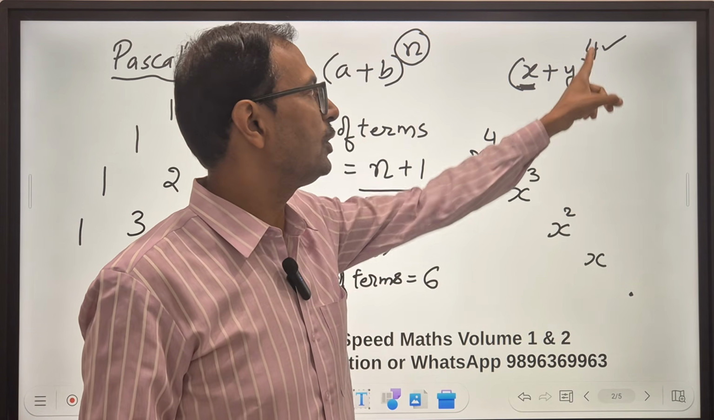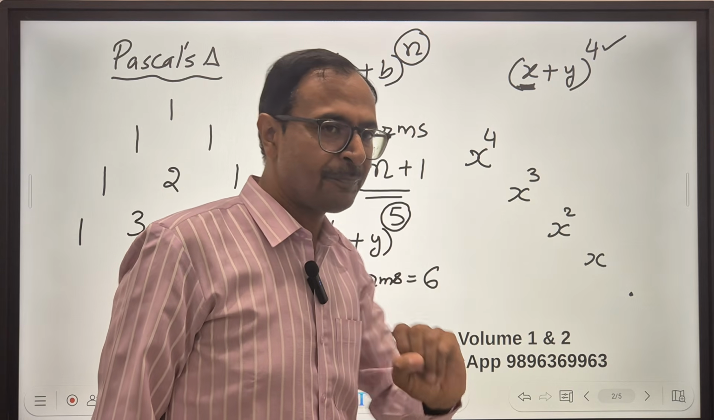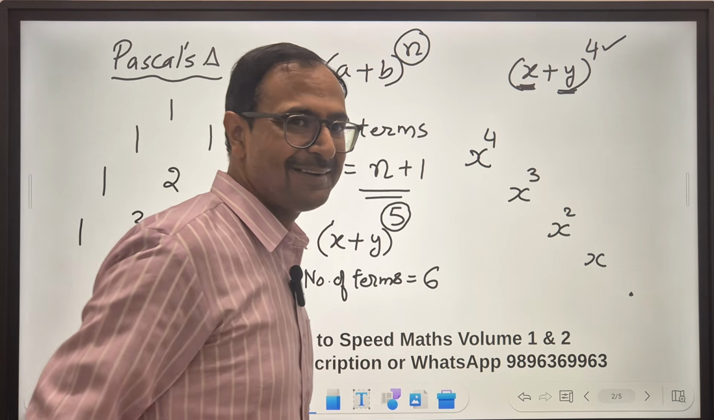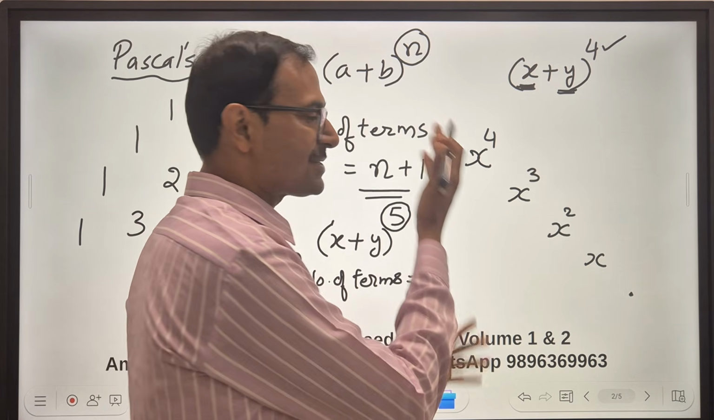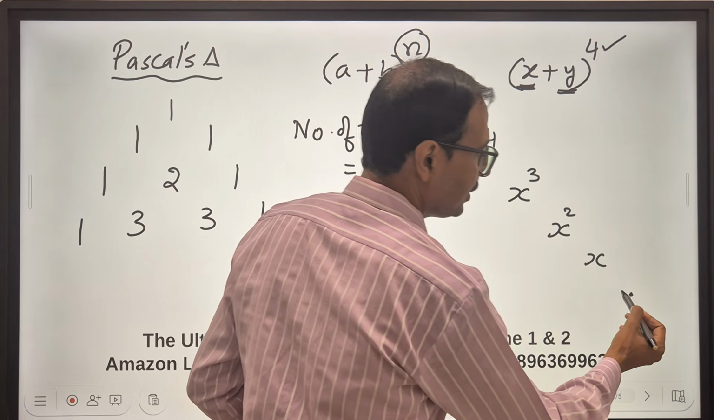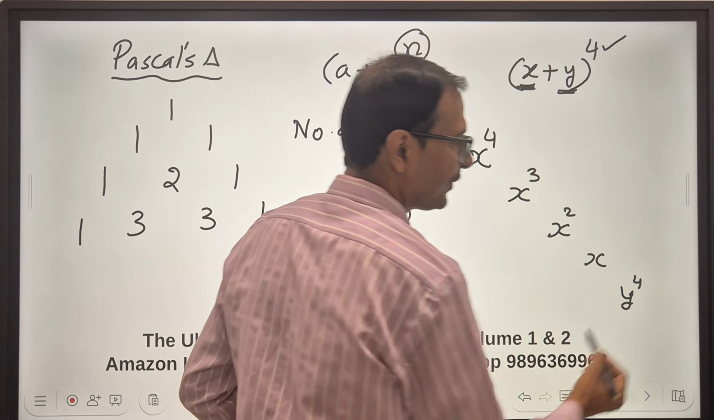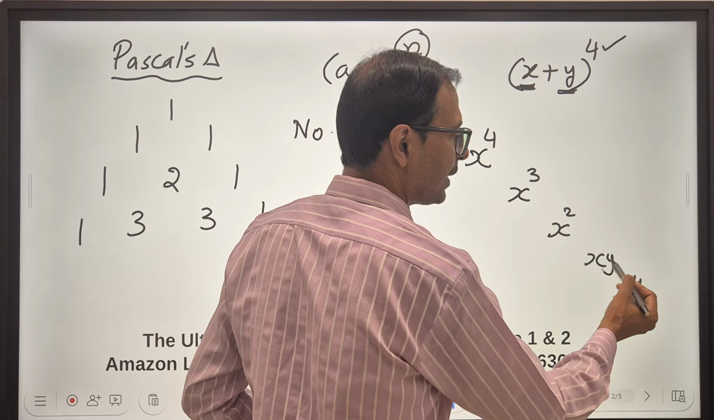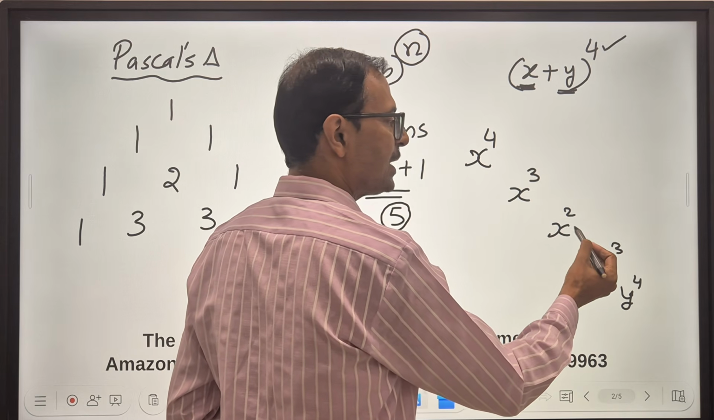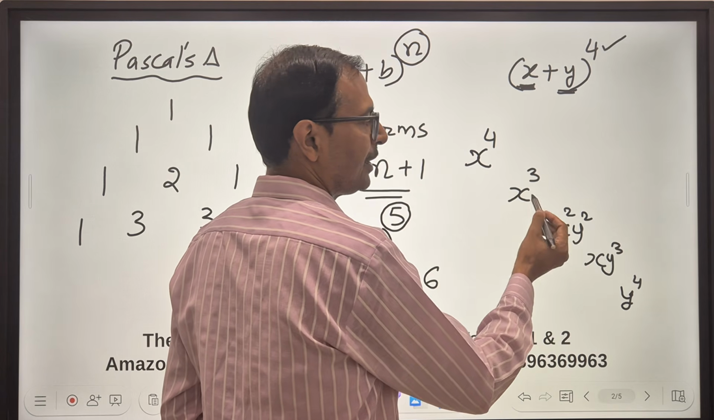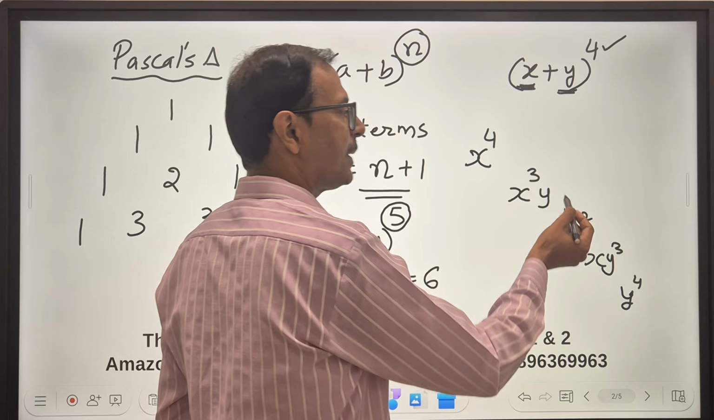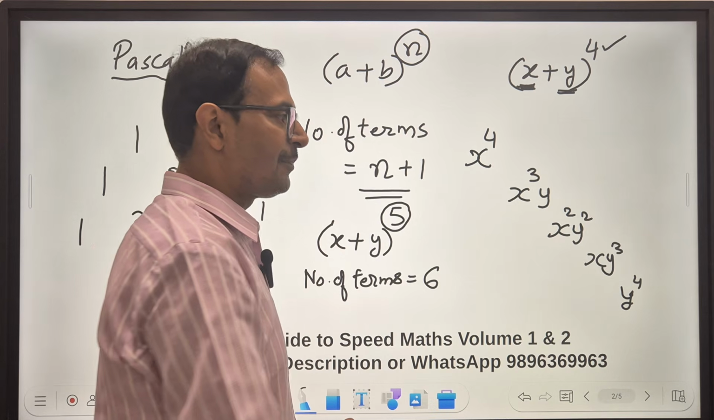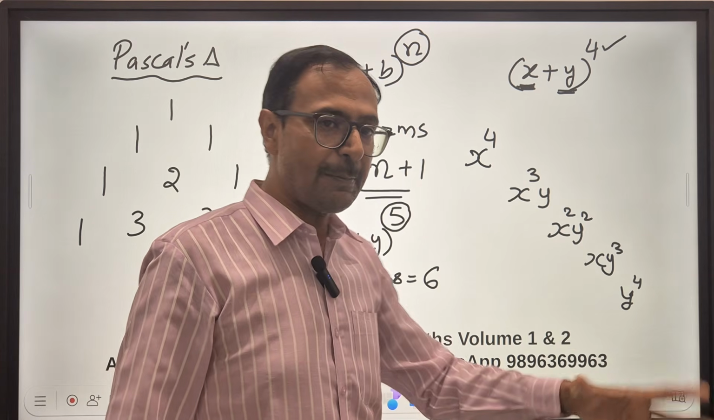5 terms, and I told you 4 plus 1 is 5. What happens with the second part? Y. You have to go reverse now. In the last term, y raised to power 4. In the one previous to that, you will have y raised to power 3. One previous to that, y raised to power 2. Previous to that, you have y raised to power 1 or simply y. And here, y vanishes. So these are the variable parts.